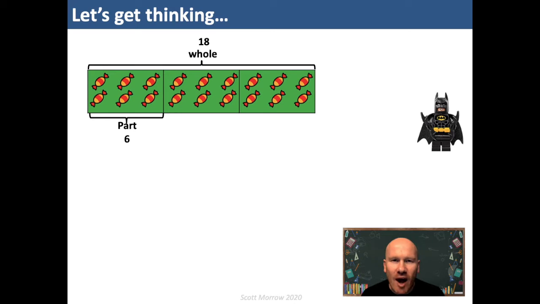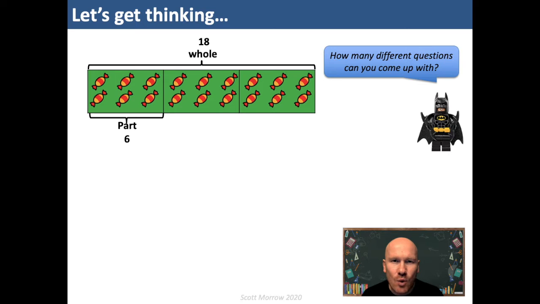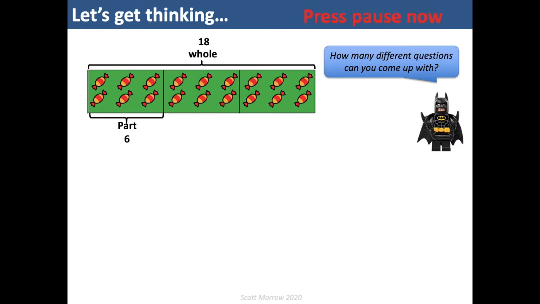Here you can see we've got a bar that's been split into 3 parts. There are 6 sweets in each part, and we can see the total number of sweets is 18. So just like last week, I'm not asking you to solve anything at this point. I'm interested in how many different questions you can come up with based on this information. So pause the video for a few minutes, work with a partner, see how many different questions you can come up with, then share those with the rest of the class.